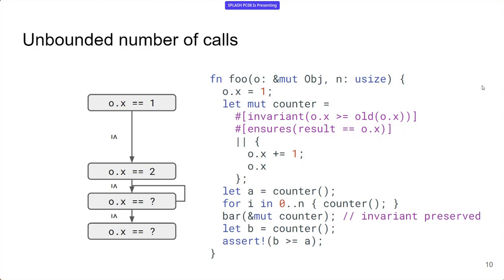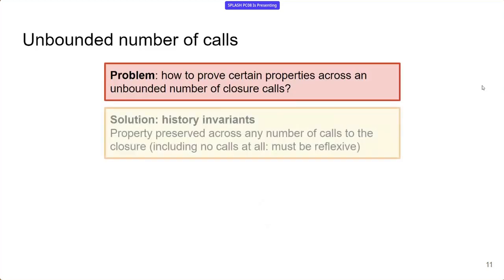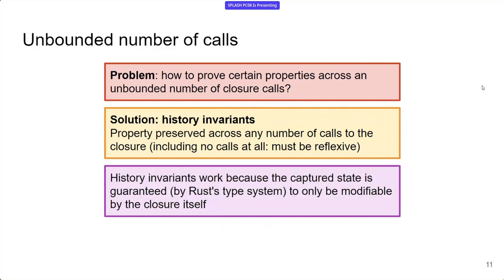And notice that if I make another small change to this function where I pass the counter closure to an unrelated function, no matter what this other function does, I know that the invariant of counter will be preserved. So I can still prove this monotonicity after all. So our solution to this particular problem was history invariance, and we noted that the Rust type system helped us here because we know what can modify the captured state of the closure, specifically just the closure.